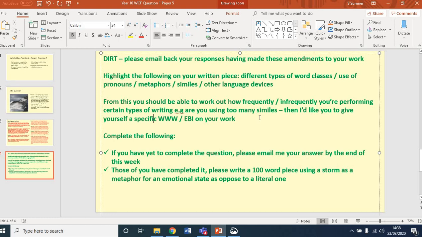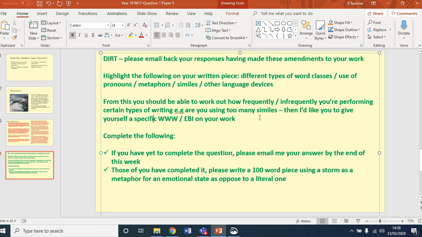So, two things from this to further complete. If you've yet to complete the question, I think it's really important you do this. First of all, just getting yourself into good habits of work at home. Secondly, because as I indicated in the first slide, it has such a substantial connection to your exam. And then finally, if you have completed it already, a 100-word piece using the storm as a metaphor for an emotional state as opposed to a literal one.